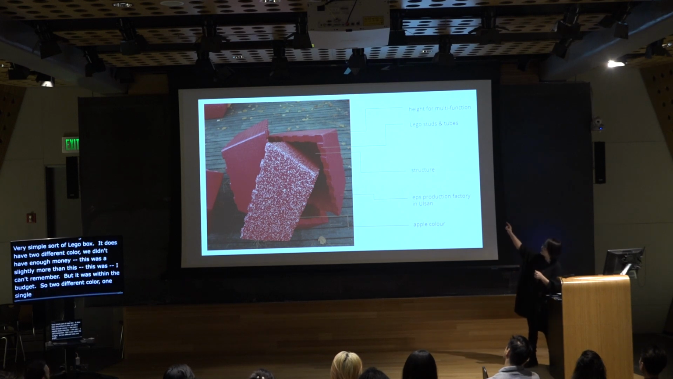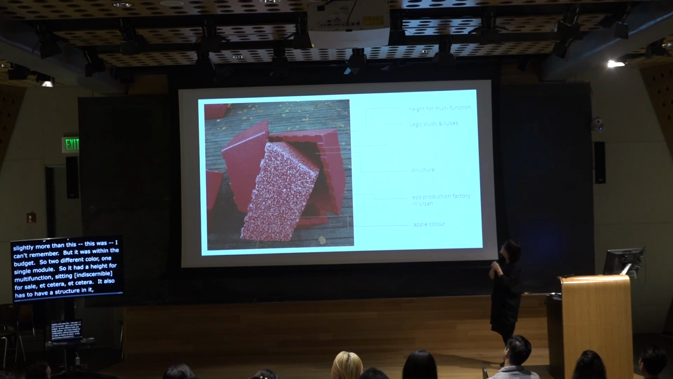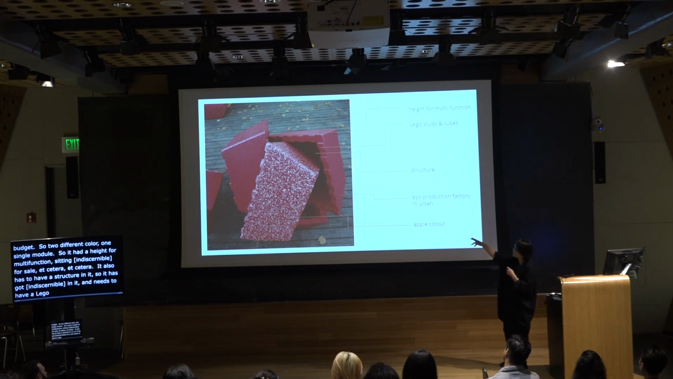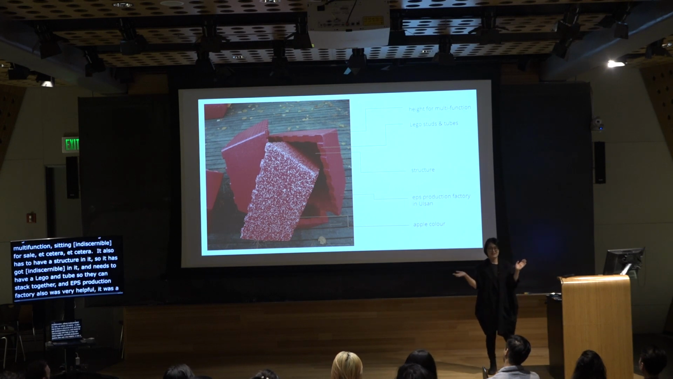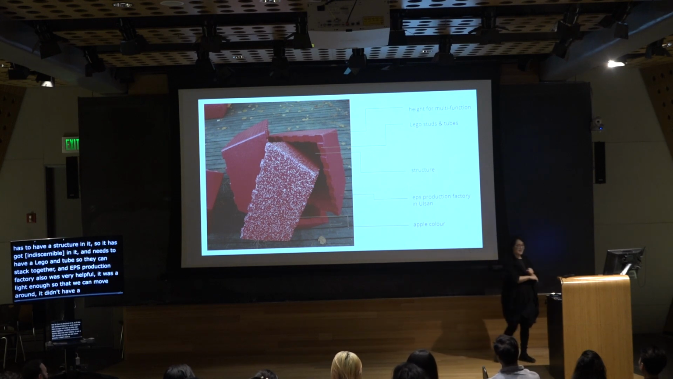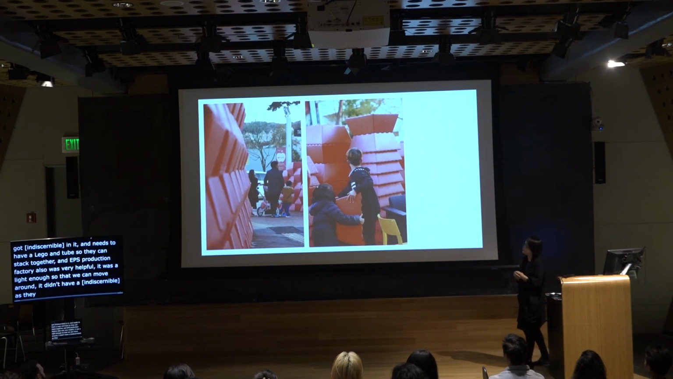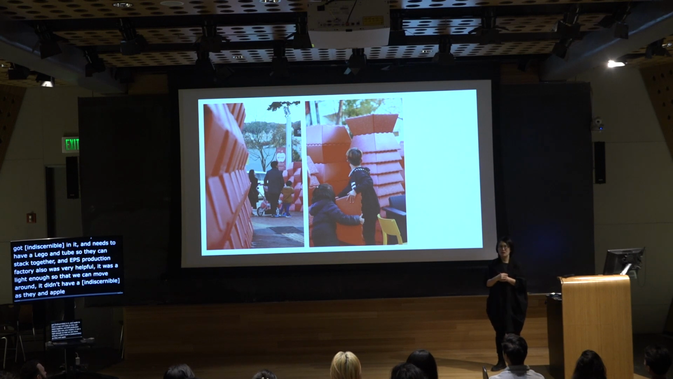So it had a height for multifunction, sitting, and when it stacks, it becomes a stool for sales, et cetera. It also has a structure in it, so it has ribs in it, and it needs to have a Lego stud and tube so they can stack together. The EPS production factory was also very helpful. It was light enough that we can move around. It didn't have a wheel as they requested, but we said this is light, so you can move it around. And apple color. Yeah, that was the easiest part that we didn't have to think about. So we made, I think, 3,000 units of it or something like that.